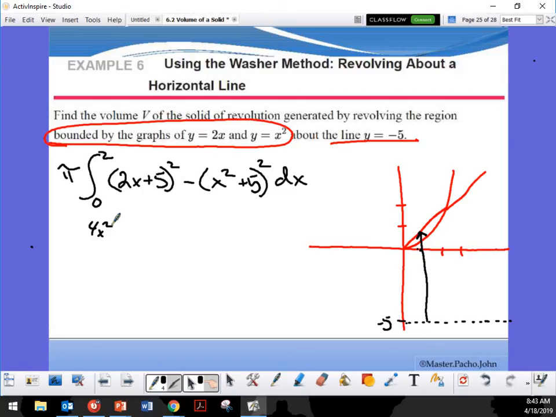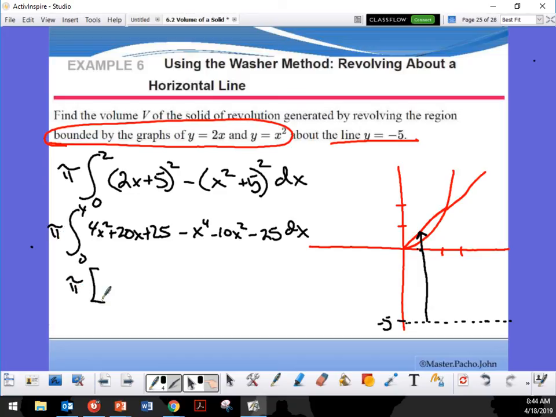4x squared plus 20x plus 25 minus x to the fourth, minus 10x squared, minus 25. This is my dx. Pi. This is gonna be ugly. Oh wait, no, that goes away.